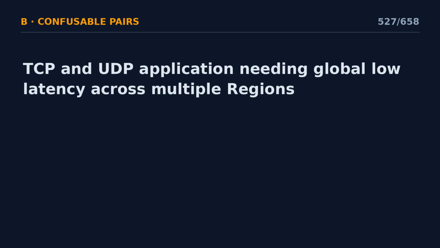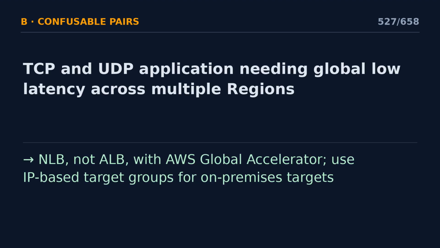TCP and UDP application needing global low latency across multiple regions. Answer: NLB, not ALB, with AWS Global Accelerator. Use IP-based target groups for on-premises targets.